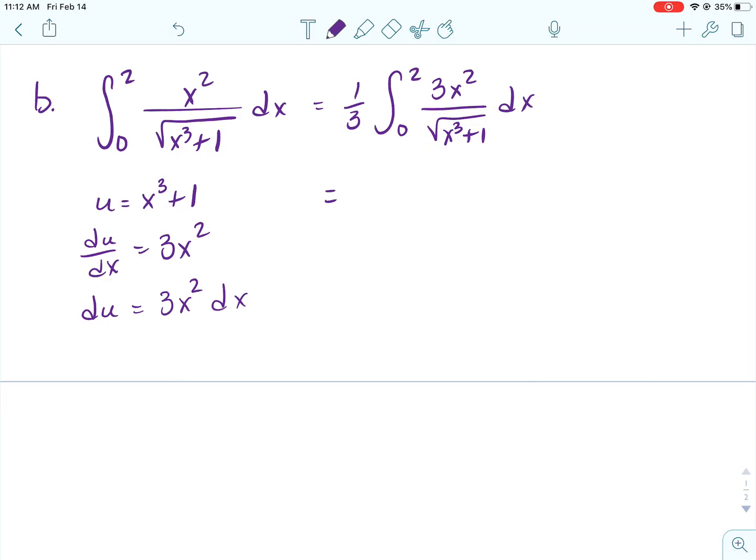So now I'm going to take the whole thing and rewrite it with u, including the upper and lower limits. So I would take 0, plug it in to u, so cube it and add 1 to it. Take 2, plug it in, cube it, add 1 to it. Right? And then this 3x squared dx is du, so I'm just going to write it on the numerator.